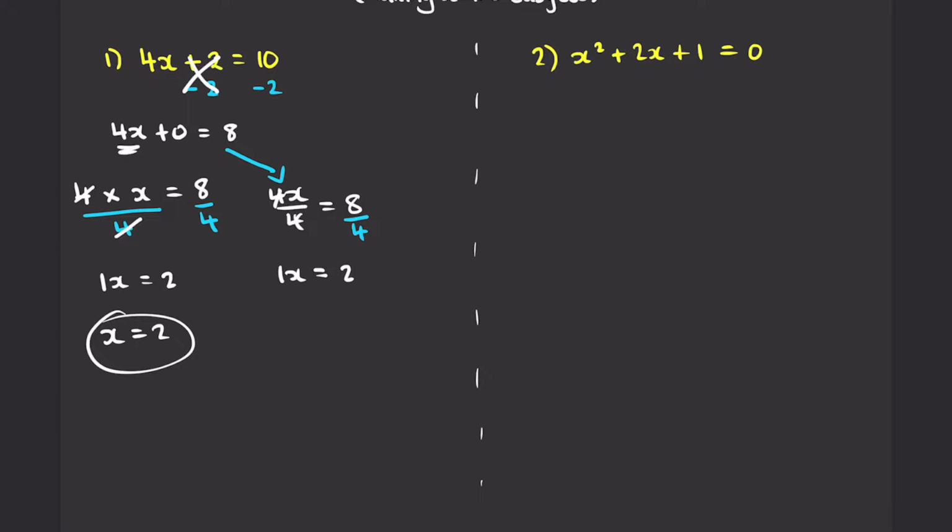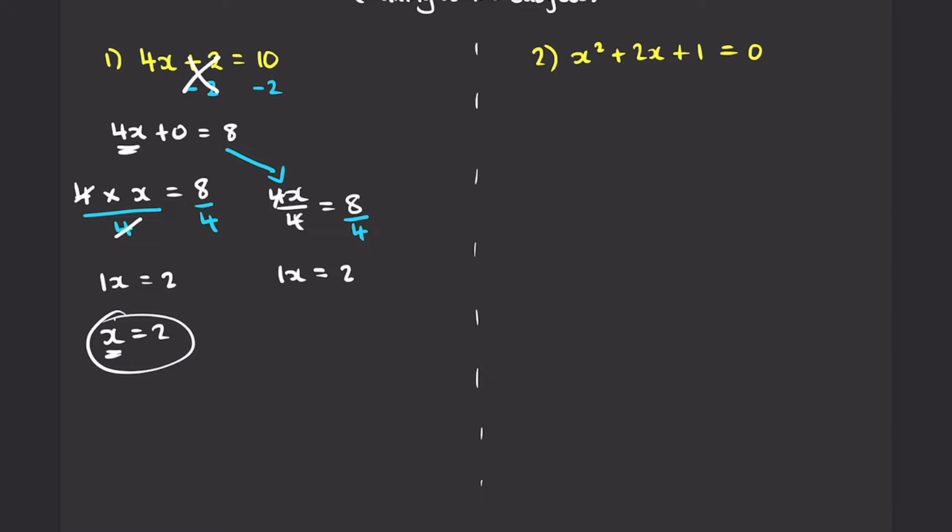Usually we don't write 1x, we just write x, because 1 times x is x, so that's why it's just an x here. There's not really any other explanation for that other than it just looks nicer this way.